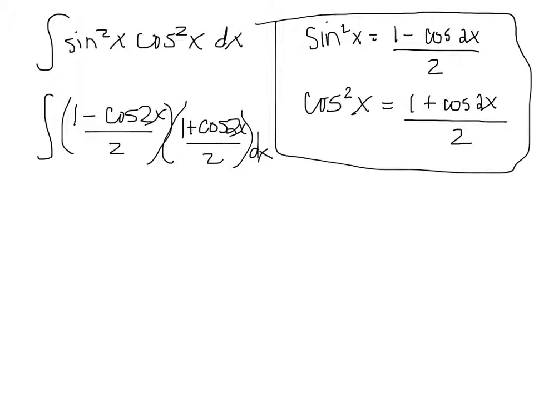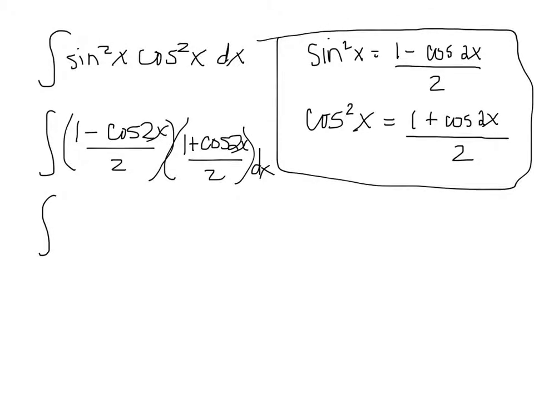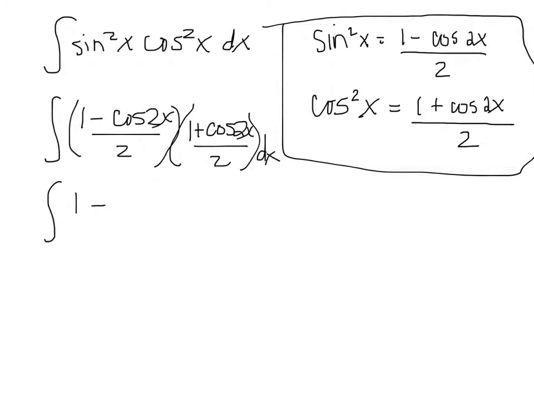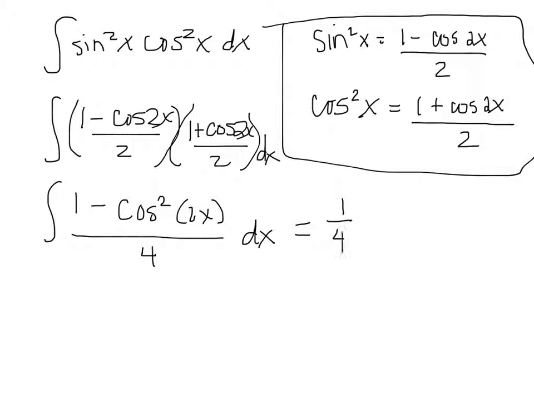So the first thing we would need to do is FOIL this out, and we will get 1 minus cosine squared of 2x, and then we would multiply the denominators together and get 4. Okay, now we can pull that 1/4 out in front, so we're going to have 1/4 times the integral of 1 minus cosine squared of 2x dx.